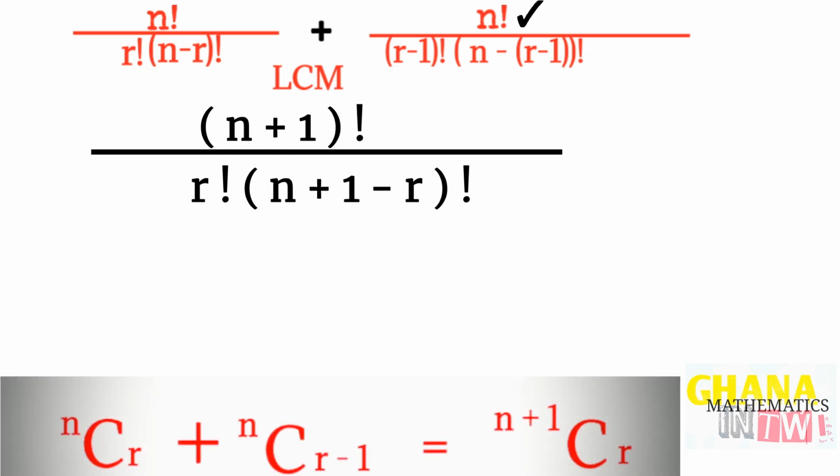See, we have n plus 1 factorial. That n plus 1 factorial is n plus 1 combination r, and combination r is r factorial into bracket n plus 1 minus r factorial.